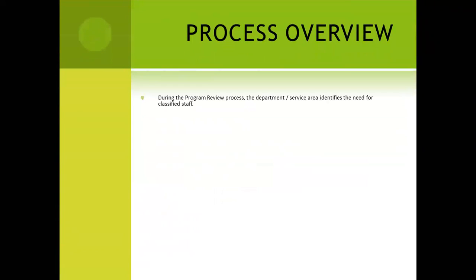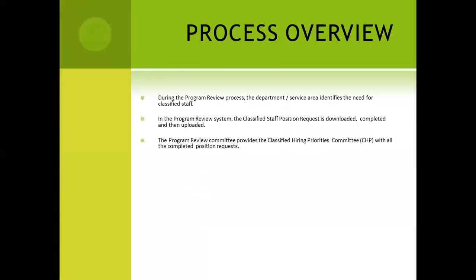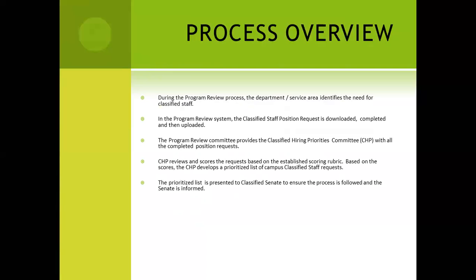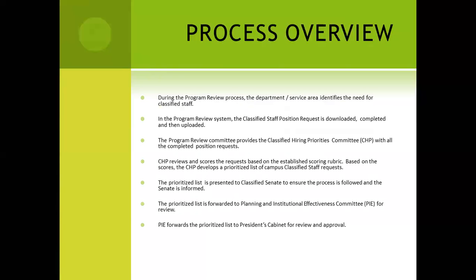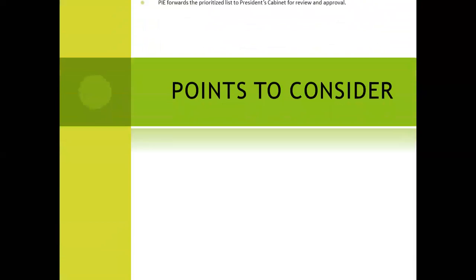So I'll just talk about the overview of the process really quick. You can read on your screen, but during the program review process, your department or service area is going to identify the need for classified staff, and then the program review system will show you how to download the form, complete it, and then upload the form. Just so you know how our process works, the Classified Hiring Priorities committee meets and scores all the requests via the rubric. The requests are then sent to the Classified Senate to ensure the process is followed. Then it goes on up to the Institutional Effectiveness, or PI Committee, for a review, and then sent on to President's Cabinet for final review and approval.